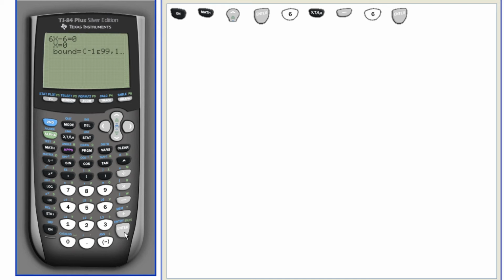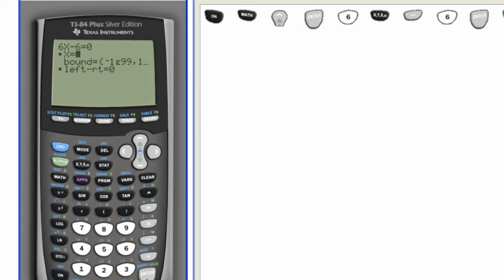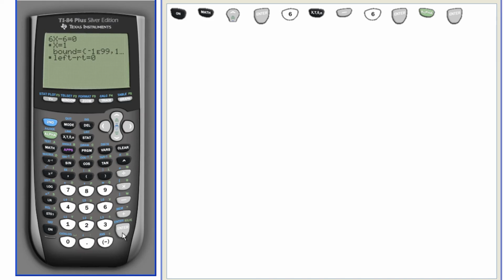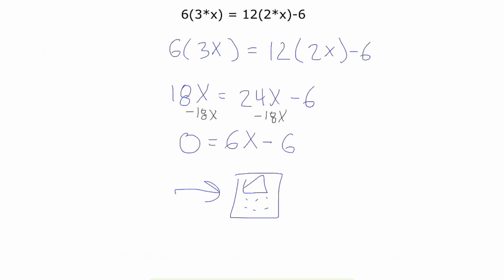So right here with the mouse that's hovering over the 0, we're going to go to alpha, enter, or alpha solve. This will allow us to use the solver tool. And as you can see now, you have a little black box next to the x. That means that we've solved the equation and that x equals 1. So there we go. That's our answer for our equation that was originally 6 times 3x equals 12 times 2x minus 6. Those two sides are equal to each other when x equals 1.